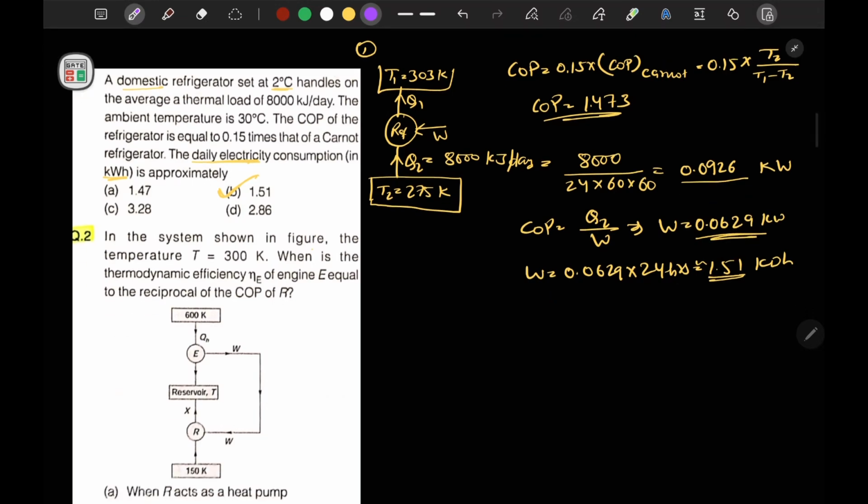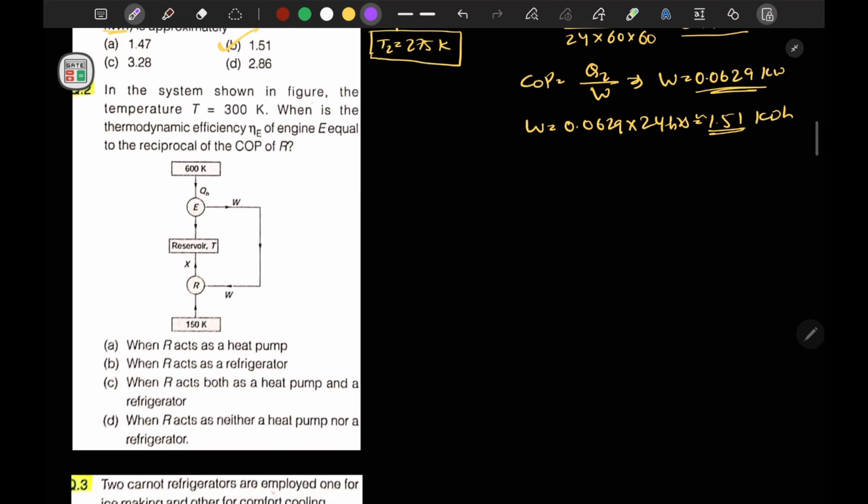So this is our question number 2. In the system shown in the figure, the temperature T is equal to what temperature? So this T is equal to 300 Kelvin. Now it is mentioned that the thermodynamic efficiency eta E of the engine E equals the reciprocal of the COP. So eta E is equal to 1 upon COP of refrigerator R. So from here, if we write both equations.